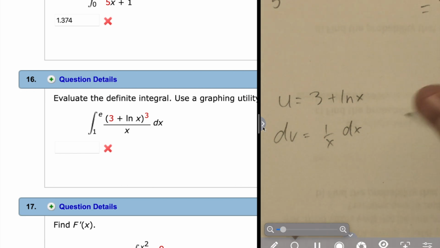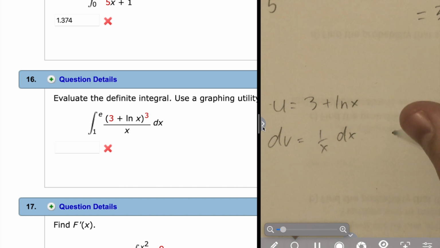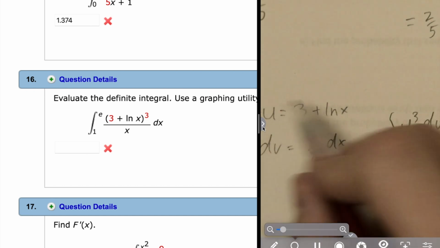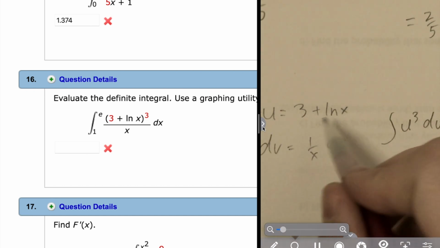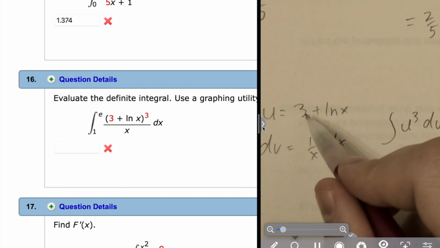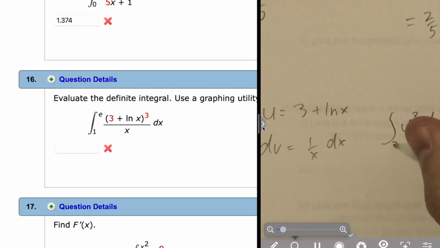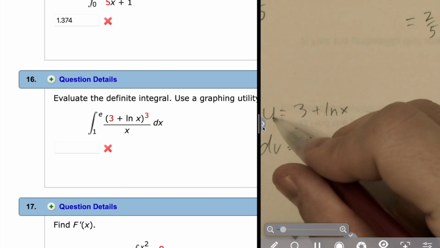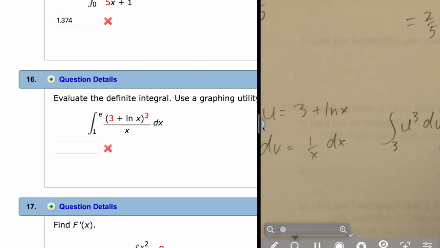So this is u sub, and it's actually fairly direct u sub. This is actually just u cubed du. And what I'm going to do is adjust those bounds right now. So if I plug in 1, the x bound, into this, I would get 3 plus ln of 1. We've just discussed that ln of 1 is 0, so my new lower bound is 3. So I plugged in 1, and this evaluated to 3. So when x is 1, u is 3.